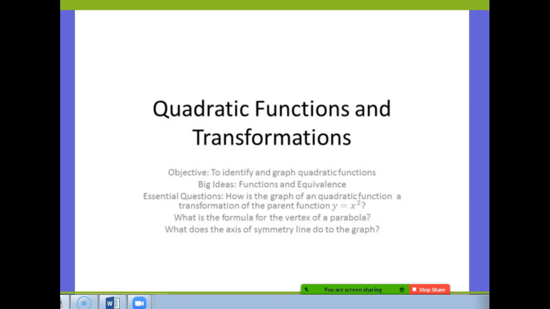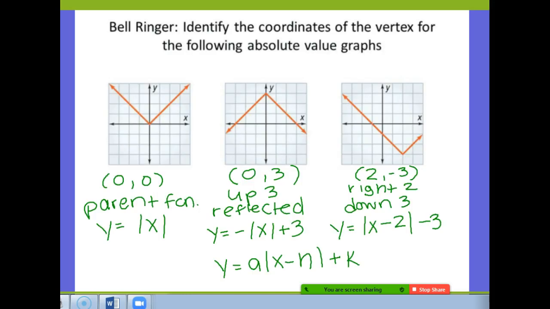Right, so for today we are looking at quadratic functions and transformations. Essentially, quadratic functions and transformations are going to be a new set of equations in which we are graphing parabolas. You are going to see this new set of equations as similar to an absolute value, but different in various ways. So what we're going to do today is investigate some vocabulary.